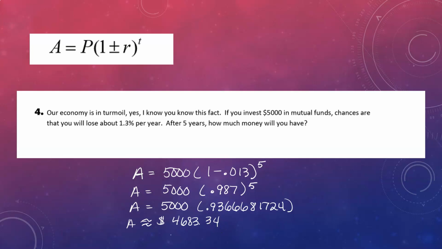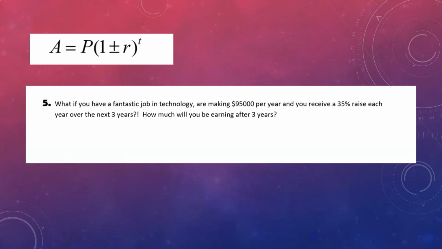Again, this is a matter of plugging things in. We're going to do one more like this, and we're going to go on to something else. Number 5, you have a fantastic job in technology. You are making $95,000 a year, and you receive a 35% raise each year over the next 3 years. How much will you be earning? Well, that's like unheard of. That would be amazing. So you have 95,000 that you start with, and you have 1 plus 3,500 for 3 years.